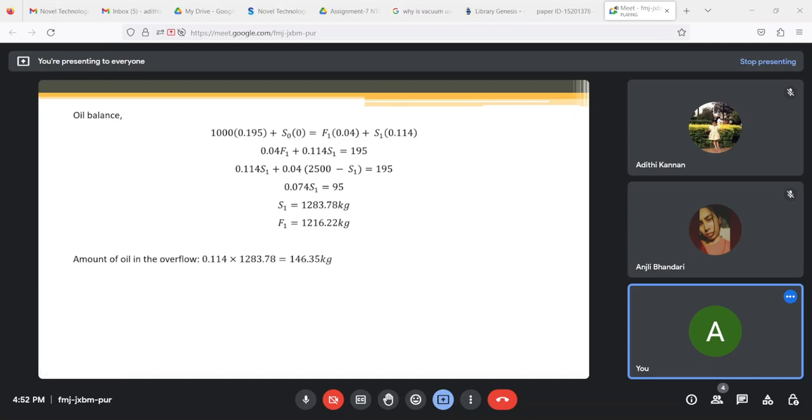So we need to calculate the percentage of oil extracted. So the percentage of oil extracted is the oil in the overflow that is extracted divided by the initial amount of oil that was present in the feed, into 100. So the percentage of oil extracted is 146.35, and the initial amount of oil in the feed is 19.5% of 1000 kgs. So 19.5% was your oil content, and 1000 kgs was your total amount of feed. So 0.195 into 1000 will give you the total amount of oil in the feed. That is equal to 195, into 100, which is 75.05. So this is the percentage of oil extracted. So the answer is option A.